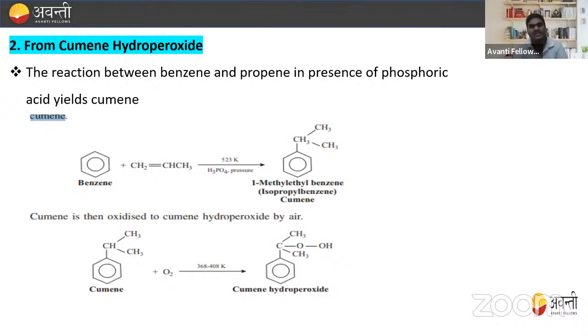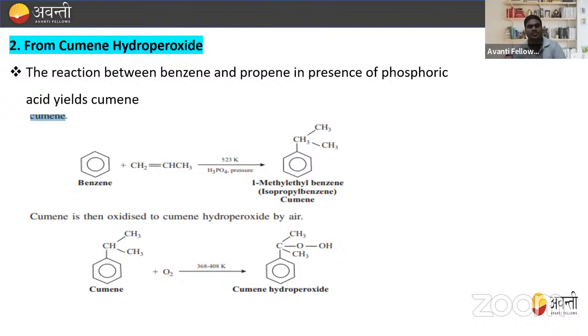The reaction between benzene and propene in the presence of phosphoric acid gives cumene. How does it give this? When benzene is treated with propene, that is CH2=CH-CH3, at 523 Kelvin and H3PO4 under pressure, it will convert into the compound with CH3, CH3 on a CH group. That is known as cumene.